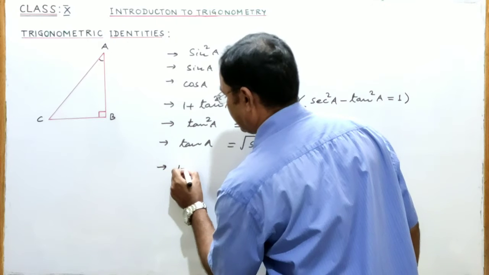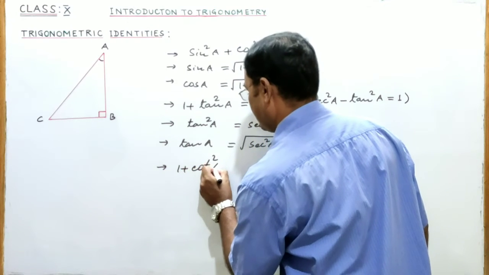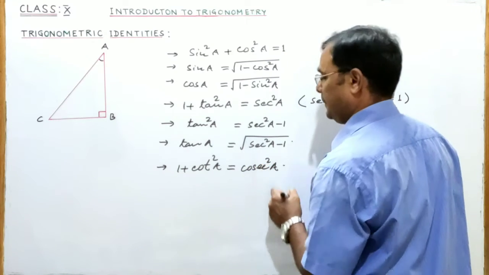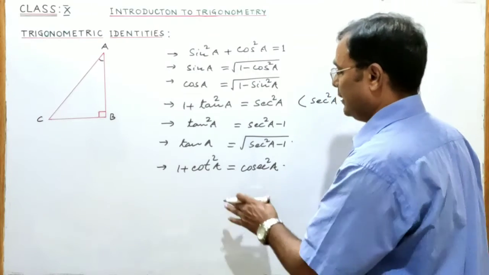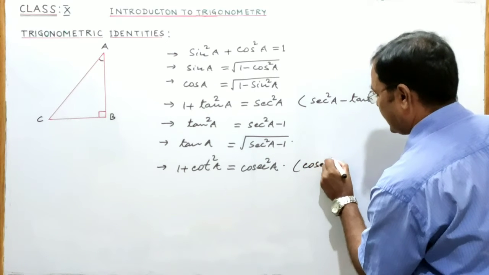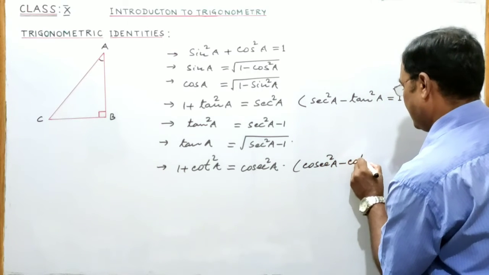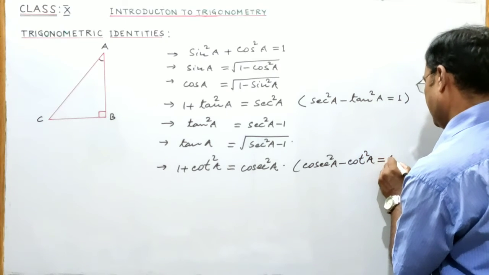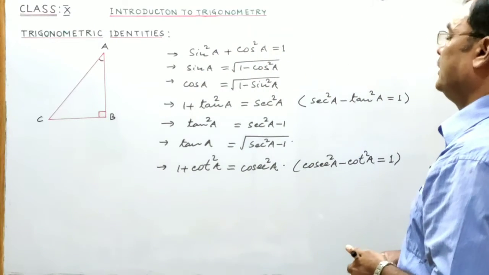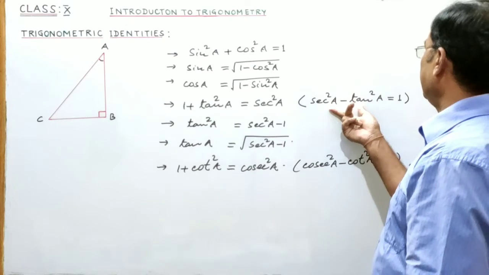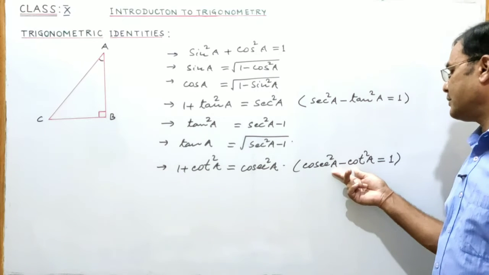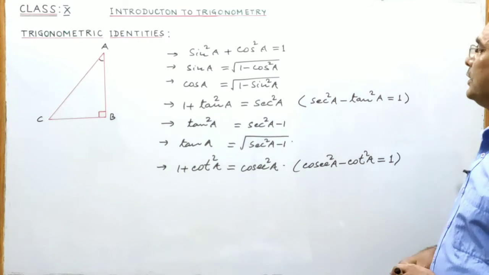Next is 1 plus cot square A is equal to cosec square A. This is an identity. Now based on this identity you can also write cosec square A minus cot square A is equal to 1, like sin square A plus cos square A equal to 1. You can write sec square A minus tan square A equal to 1, and using this identity you can also write cosec square A minus cot square A is equal to 1.